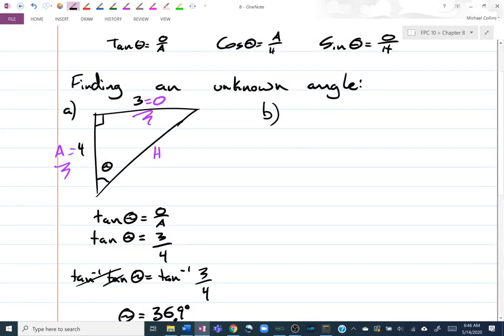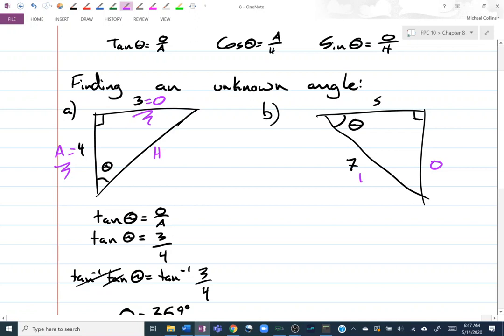Let's do B. Let's do a 7. Let's do 3. Let's call that 5. And let's try and find this angle up here. Let's call that one theta. And again, that's my little right angle symbol there. First step, name the sides of your triangles. Opposite, hypotenuse, adjacent. Next step, choose your trigonometric ratio. I know an adjacent and I know a hypotenuse. I need to choose a trigonometric ratio that has adjacent and hypotenuse in it. It is cos.